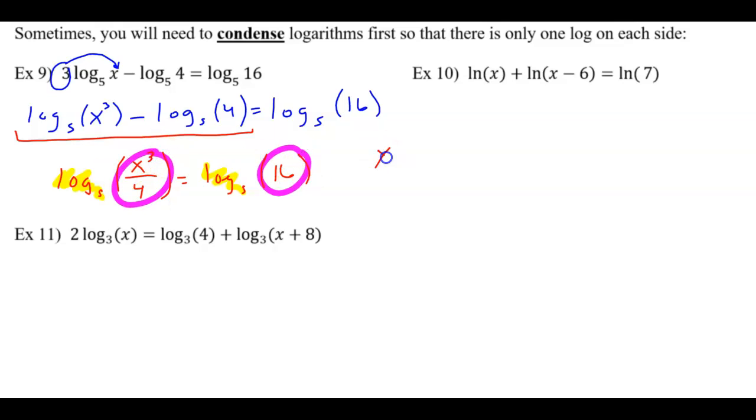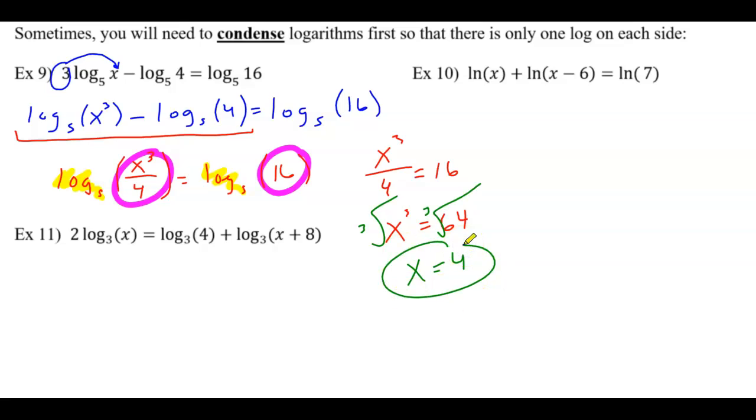So we go x cubed over 4 equals 16. To get x cubed by itself, we would multiply both sides by 4. That would give us x cubed equals 64. And then we cube root both sides. Therefore, x equals 4.